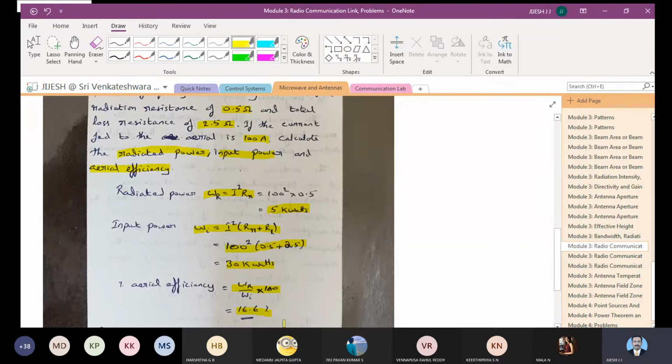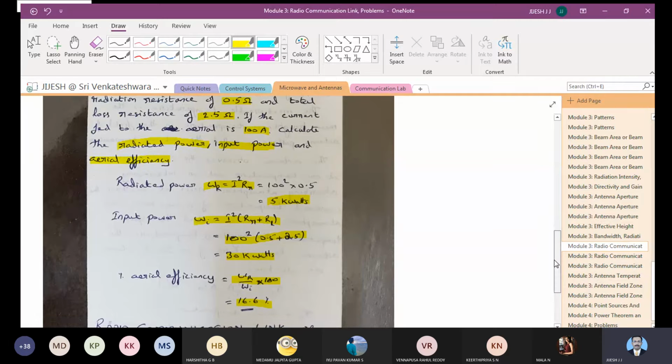All of you got 16.6 aerial efficiency? Yes, sir. So it's a simple problem. All of you have completed. So let us move on to the next one. 16.66%, yes sir, 16.66 is the correct answer. So we got efficiency as 16.66.